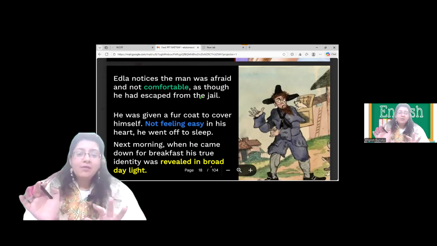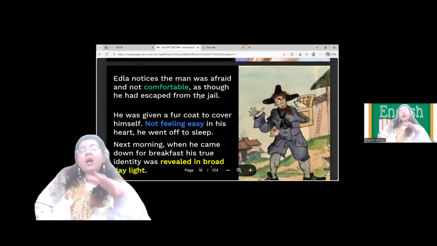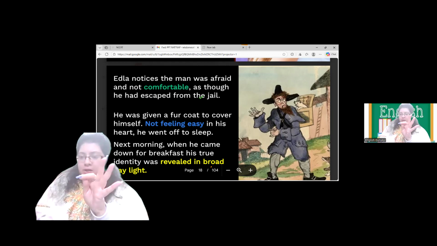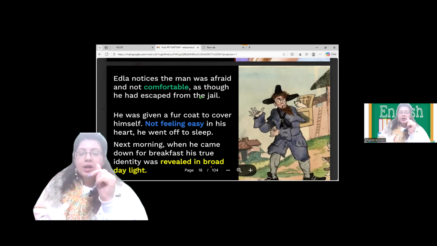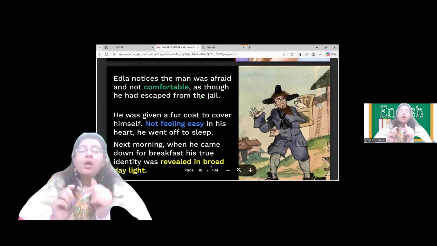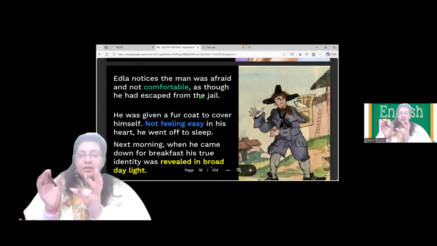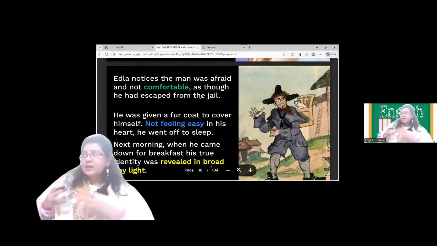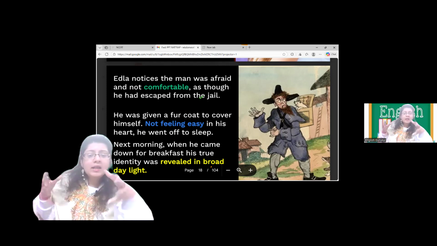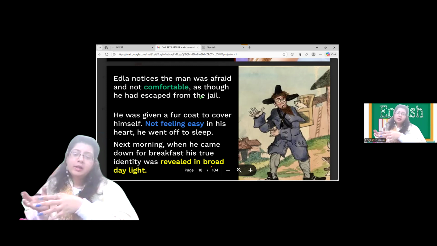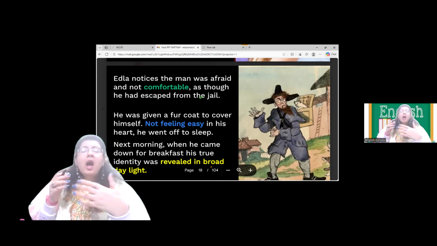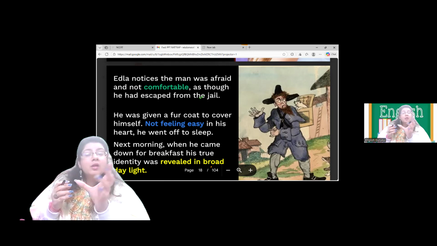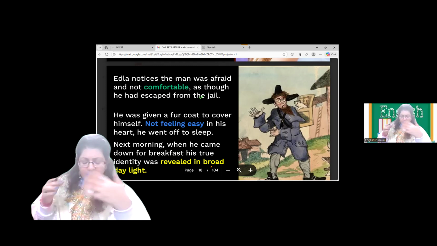Then Edla notices the man was afraid and not comfortable. As far as her persuasion powers are concerned, we know that she had superb persuasion powers. But apart from that, we also get to see that she was very, very intelligent. She noticed that the man was not feeling comfortable, as though he had escaped from prison, as though he had escaped from jail. So it seemed to her, how can he be my father's friend, by his traits, by his way of talking, by his way of conducting himself.